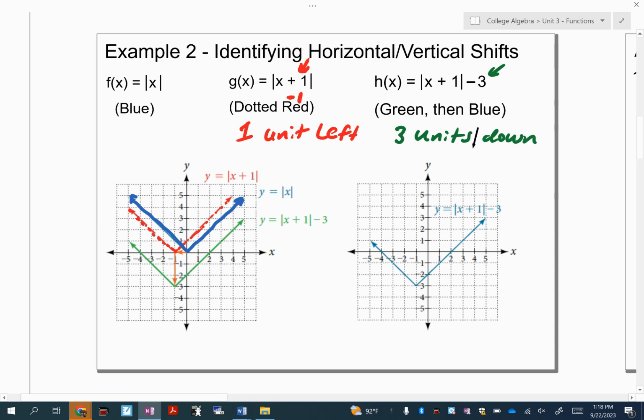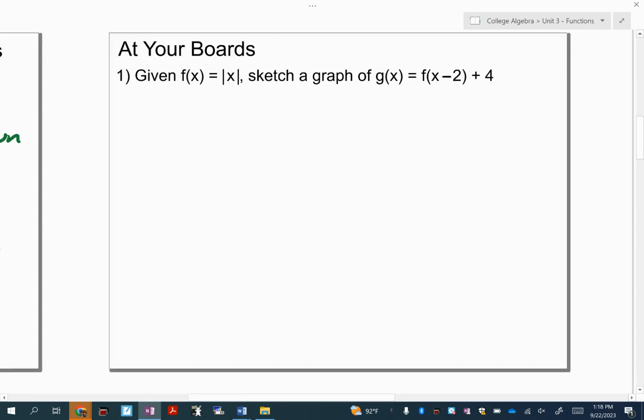All right, so you can see this green one here is kind of the culmination of everything, with both of those shifts happening. Or if you need to see this blue one at the end, you can see that as well. All right, so let's do another one. We'll do an absolute value one.